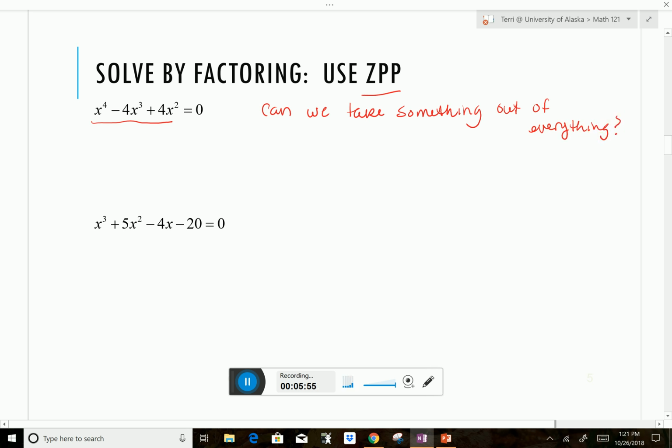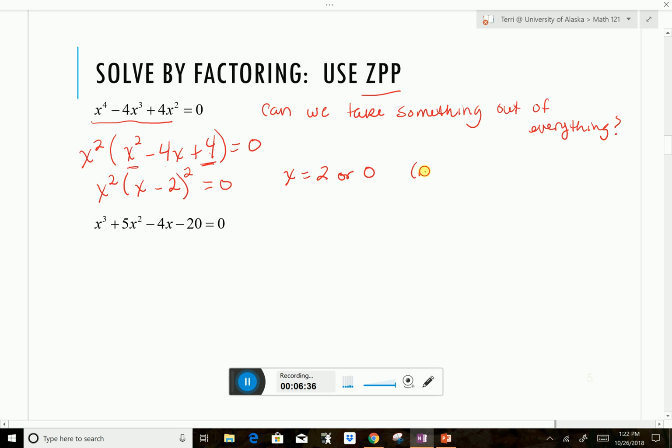We ask ourselves this question. And this question is, yes, in this case, I can take an x squared out. And what am I left with? X squared minus 4x plus 4 equals 0. And now can I factor the trinomial that's left? X minus 2, and I believe that's x minus 2 squared, because this is a perfect square, this is a perfect square, and this is 2 times x times 2. So that equals 0. So that means that x is either 2 or 0.